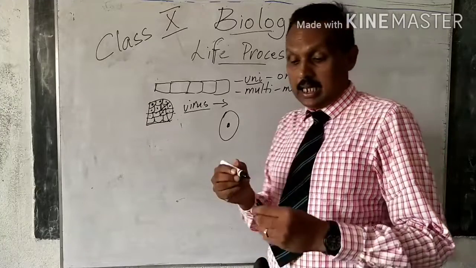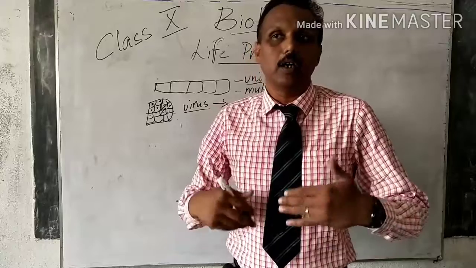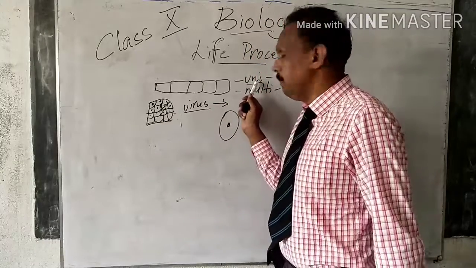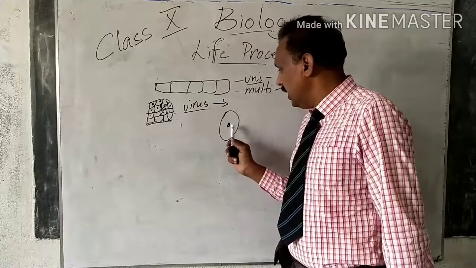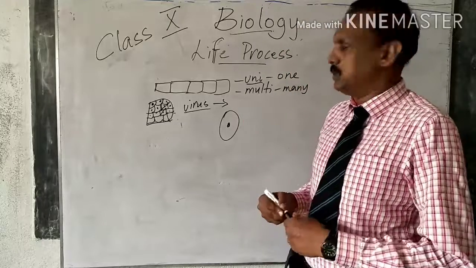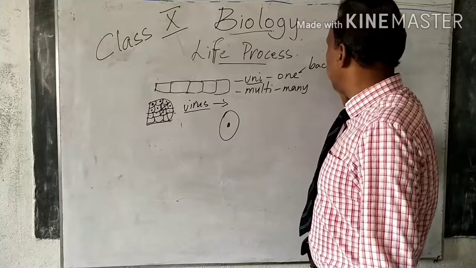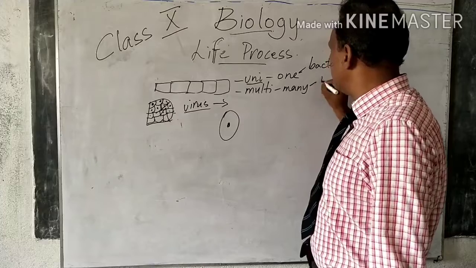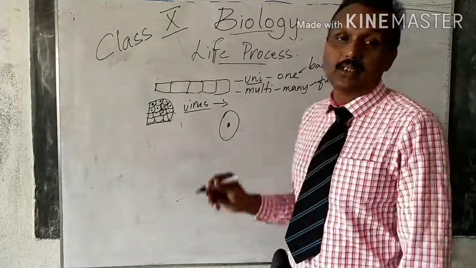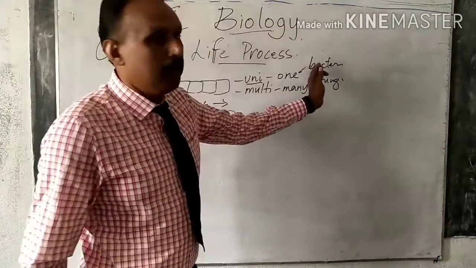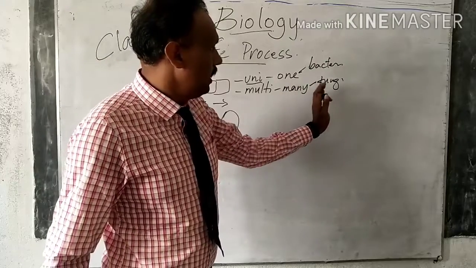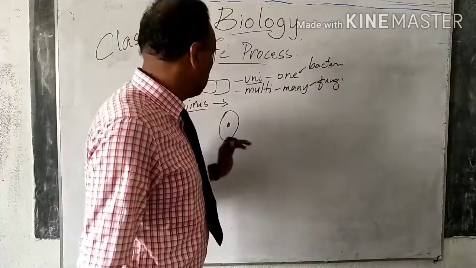When I say a multicolored bulb, that means many colored or different colored bulbs. Uni means one, multi means many. So in the case of unicellular organisms, examples are bacteria, paramecium and all those things. Multicellular organisms are many-celled: fungi, plants, animals and all those things.